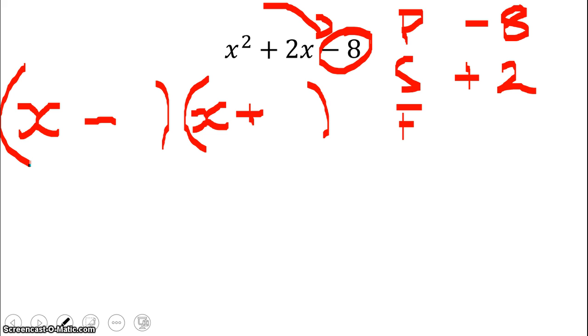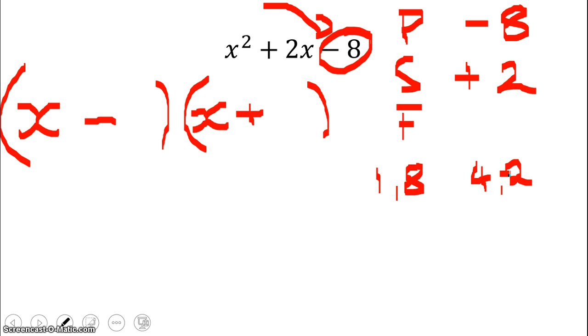I need to make 8, and there's a couple of different ways to make 8. I can do 1 and 8. So 1 plus 8, that's not going to work for me. I can do 4 and 2. 4 times 2 gives me 8. And I want to make positive 2, so one of them has to be negative. We'll make the 2 negative. 4 take away 2 gives me 2, so that's going to be my answer.